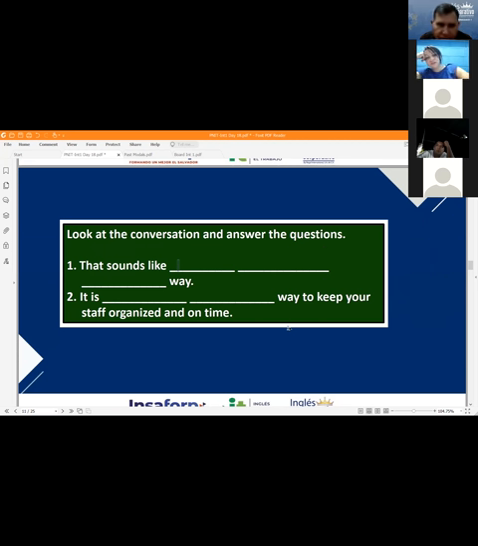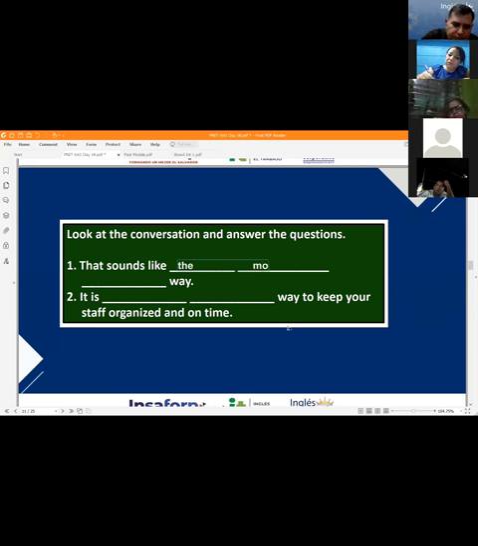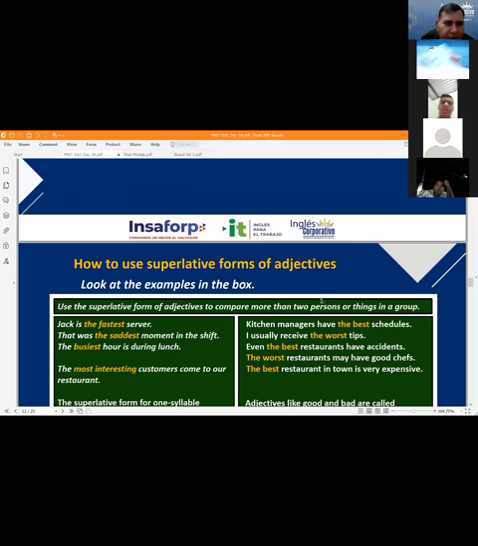The most efficient. Okay, very good. The most efficient. That sounds like the most efficient way. Number two, how did you complete it? The best way. It is the best way to keep your stuff organized and on time. Okay, excellent. Now let's continue.